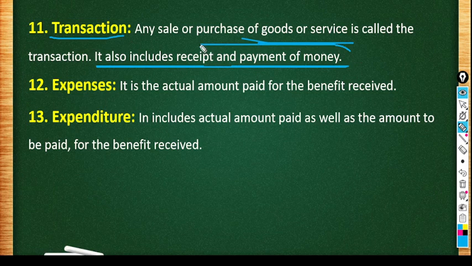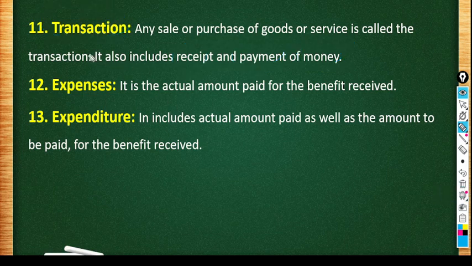So जो भी आपका receipt है, payment है, okay, in terms of money, that comes under the transaction, like rent paid, salary received, goods purchased, furniture purchased. Okay, so these come under what you call a transaction. The expenses and expenditure, these two things are very very important to understand now.